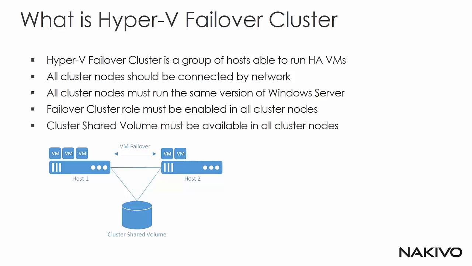So if a Hyper-V VM is stored on a cluster shared volume, it can become a highly available VM. It can be configured to be a highly available VM, in other words, an HA VM, and it can fail over between nodes of the cluster. So whenever such a VM runs, it has a current node which runs this VM, and then it can migrate or fail over between different nodes of the cluster.